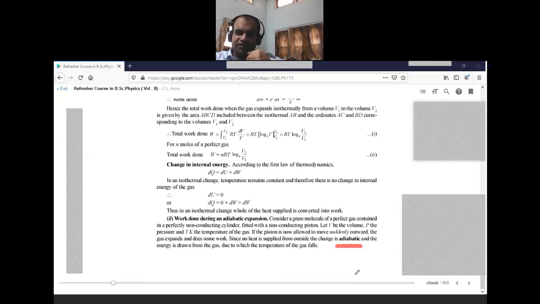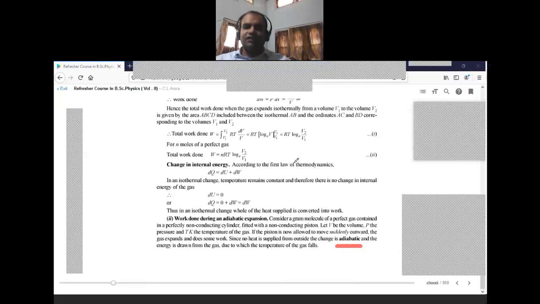So yesterday, if you remember, for the work done in an isothermal expansion, we had a heat source at the bottom of the cylinder, so that when the temperature of the gas decreased because of work done by the gas, the temperature could be maintained at a constant T Kelvin. That's why we fitted a heat source at the bottom of the cylinder. But in this case, we don't have any such heat source because we don't want to supply any heat from outside. Why? Because we want to find the expression for work done during this adiabatic expansion.